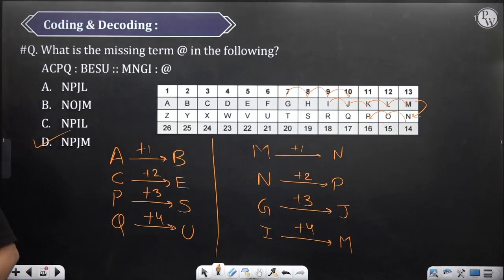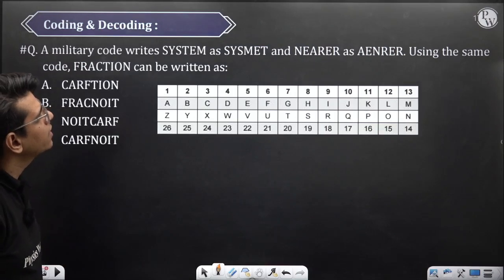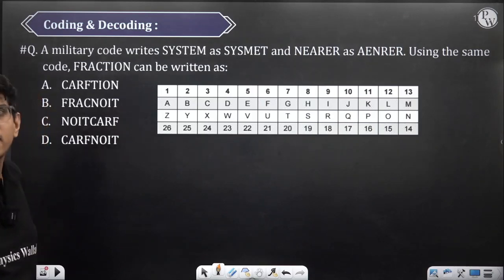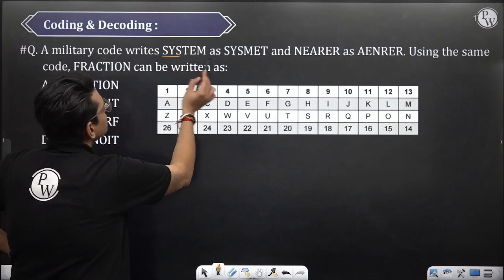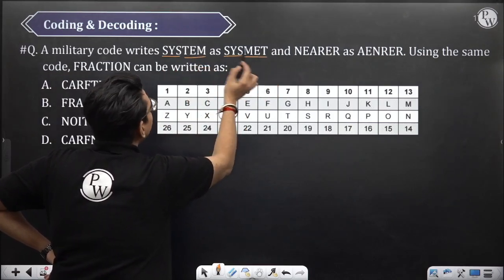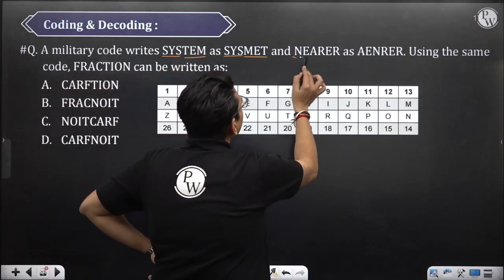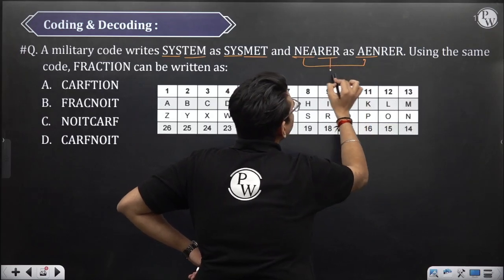Right. Now another type of question we discussed in the example was this. Here the military code for system is SYS MET. Nearer is AEN RER. Using the same code, fraction can be written as, right? This is our question. So let's analyze first. SYS, TEM, MET. So we can see TEM becomes MET. So reverse ho raha hai, right? SYS in reverse remains same. Here AEN becomes ANE, right? And RER becomes RER, right?